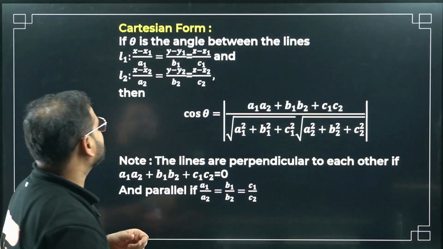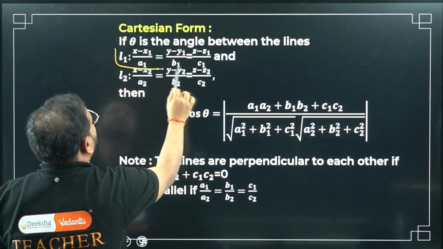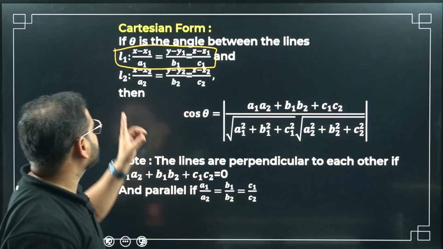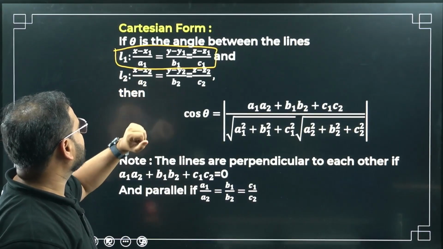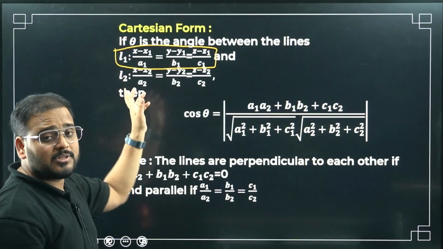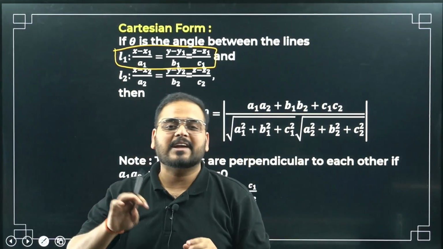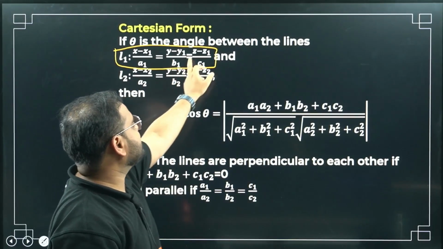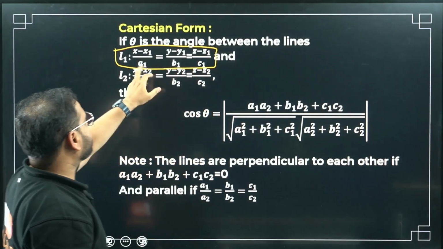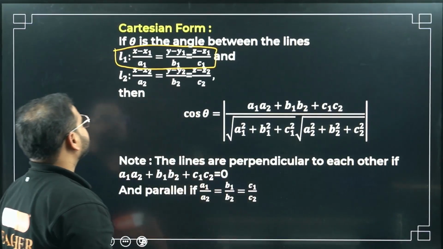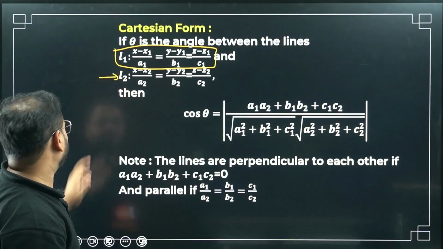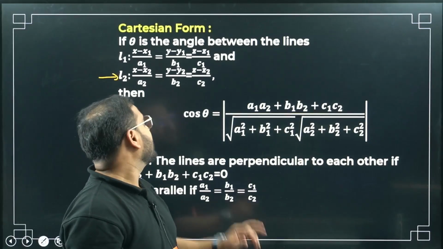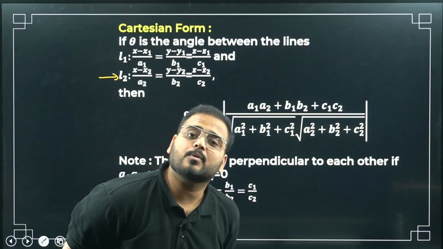Cartesian form, please check. Cartesian form for this is how we write it, in terms of direction ratios. For line 1, this is for line 2. This L1 is not direction ratio L1; this is line 1, line 2. So x minus x1 upon a1, y minus y1 upon b1, and z minus z1 upon c1. So a1, b1, c1 are direction ratios, of course. Same way I can write L2 also: x minus x2 upon a2, y minus y2 upon b2, and z minus z2 upon c2.